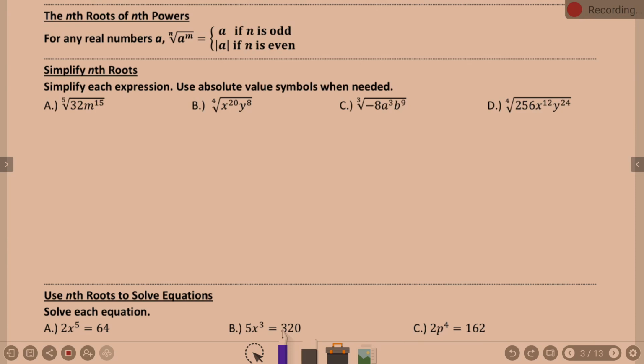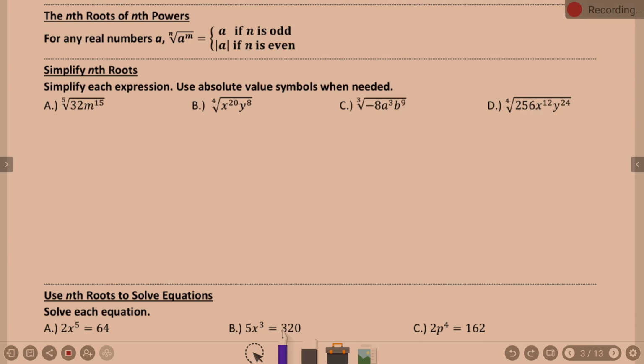Because here's the deal. I just talked about on the front side that on these even roots, when you see the radical, a positive answer needs to come out of there. Well, absolute value is the only way we can make sure a variable is positive. So we'll talk through it as we go. We're being asked to simplify each expression. Use absolute value symbols when necessary. That will have to do with variables, and I'll lead you through it when we get there.